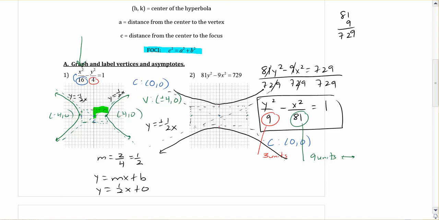You do want to hug those asymptotes. You want to show how wide or skinny that graph is. Okay? And what you're going to be able to see is your vertices are going to be whatever the square root is underneath the first term.